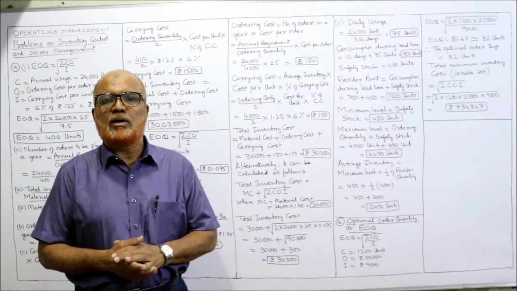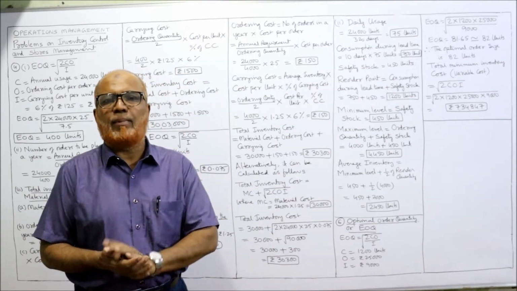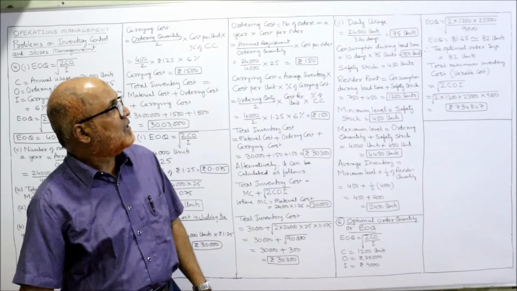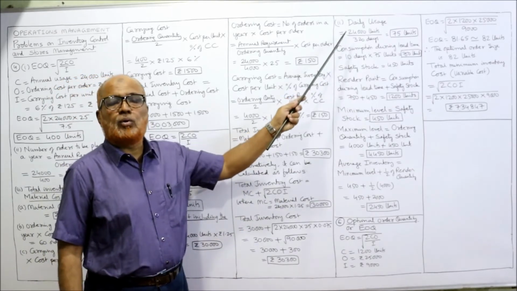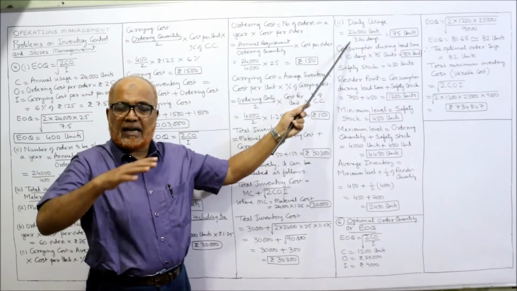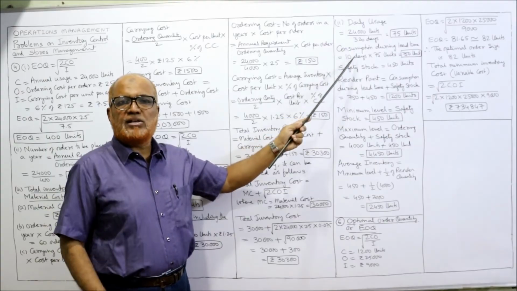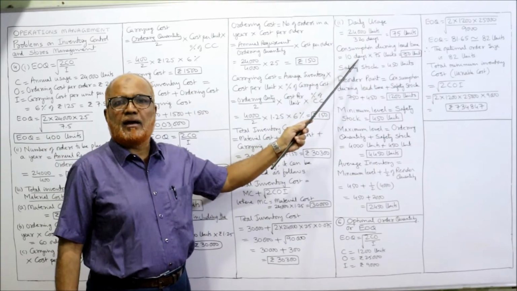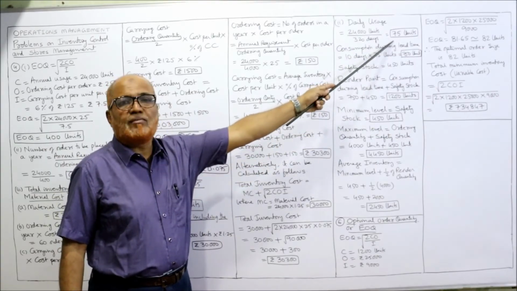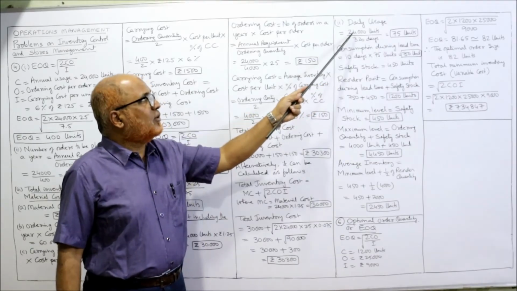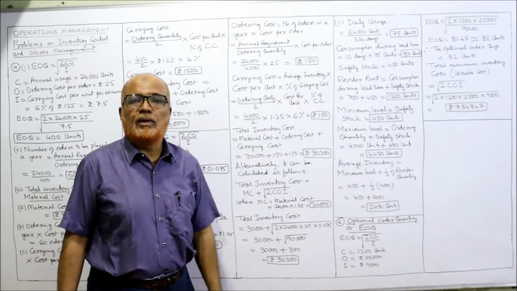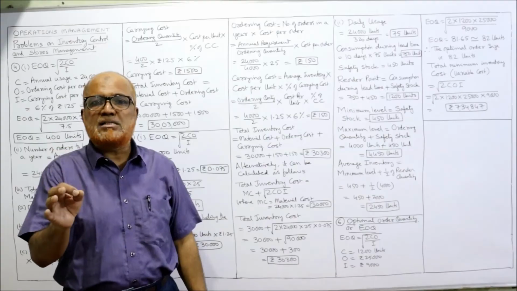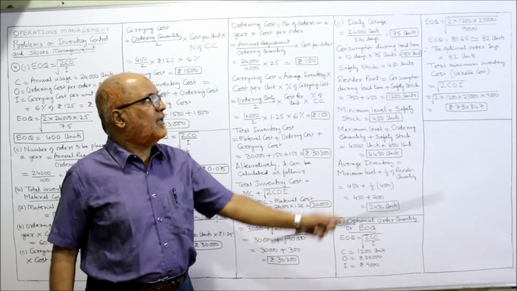So we calculate what is the daily requirement or daily usage. Daily usage is equal to 24,000 units, the annual requirement, divided by the number of days, 320. So per day, how much is the usage? 24,000 divided by 320, you will get 75 units is the consumption per day.